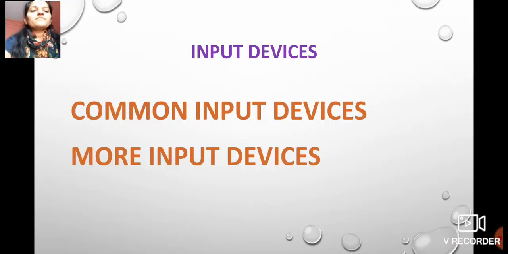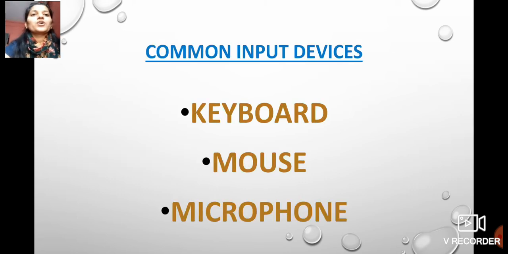Okay, then we have seen two types of devices, that is input devices and output devices. In input devices, again we have seen two types, that is common and more input devices. Okay, so common input devices, we have seen keyboard, mouse and microphone, right? And rest all were the more input devices.